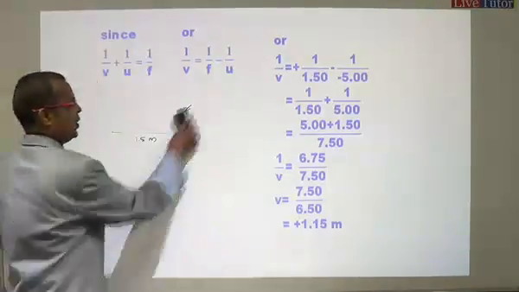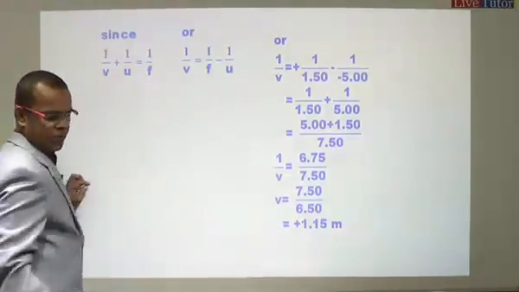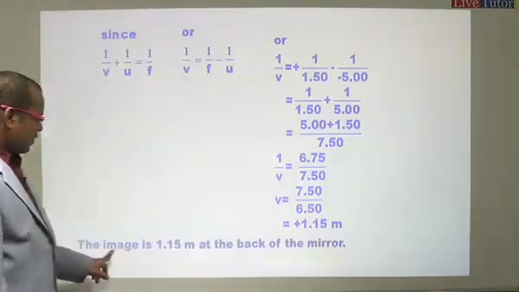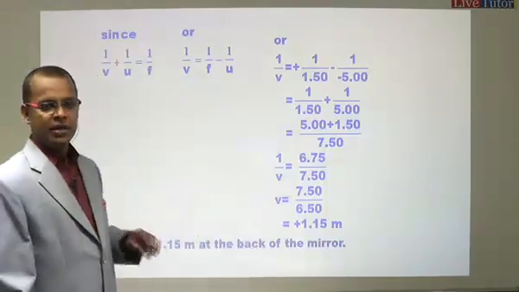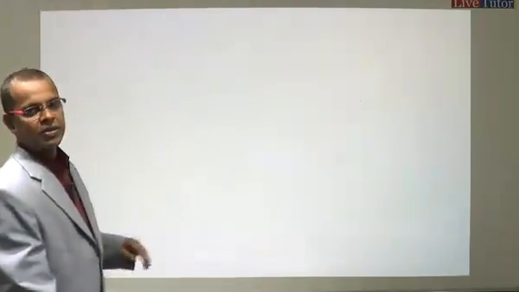So it is plus 1.15, so the image should be behind the mirror. So the image is 1.15 meter at the back of the mirror, or behind the mirror. So this is the location of the image you have to remember.